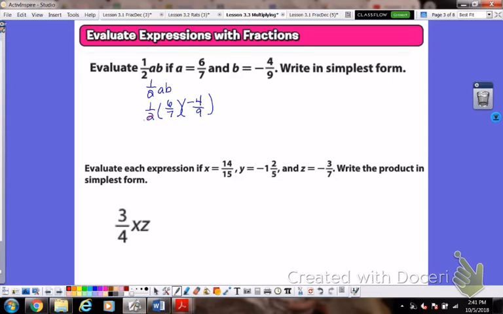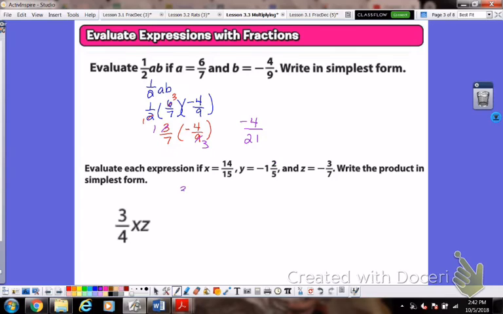Okay, well I know that 2 and 6 can reduce. So 1 times 3 and then 1 times 7 gives us 3/7 times -4/9. Okay, well now I see 3 and 9 can reduce. So 1 times -4 gives me -4. 7 times 3, denominator of 21. So final answer, -4/21.